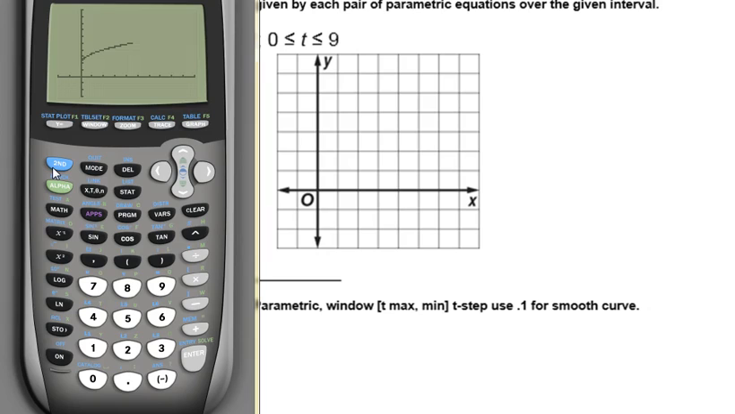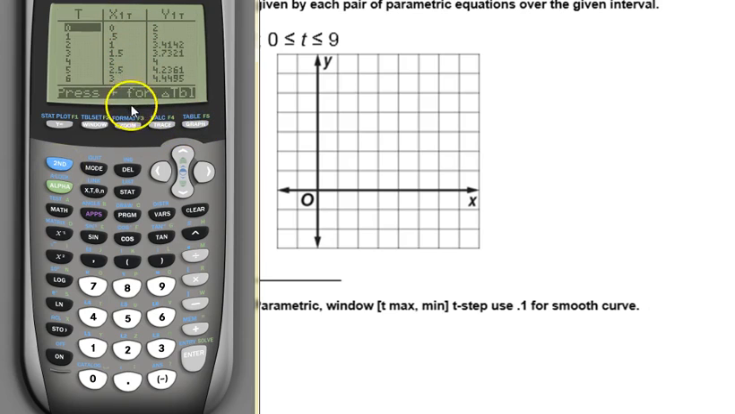If you want to see the ordered pairs, guys, you have a couple options. You can trace along and find some ordered pairs, or you can go to the table. But before you go to the table, if you go second window, make sure it says 0, 1, auto. Go second window, 0, 1, auto. Then if you go over second graph and look at the table, you can find ordered pairs.